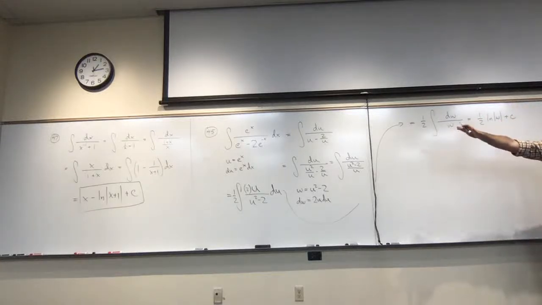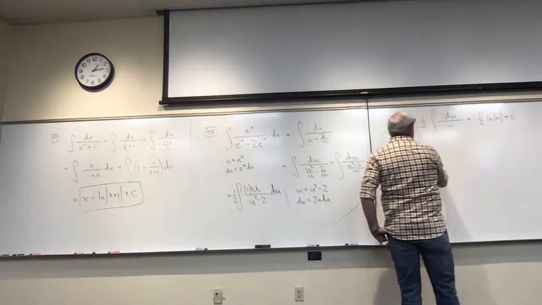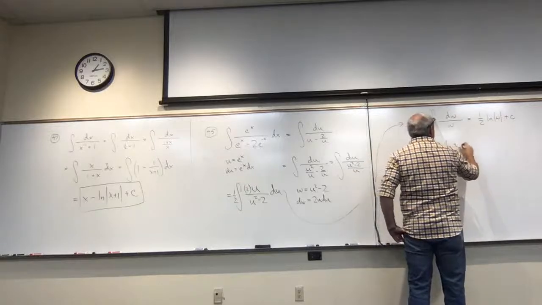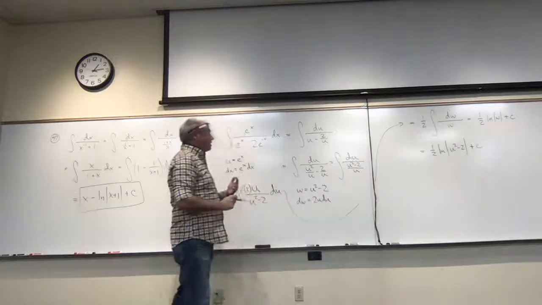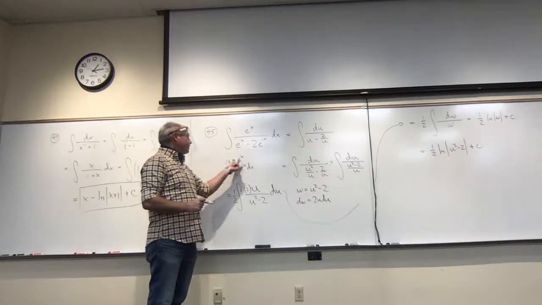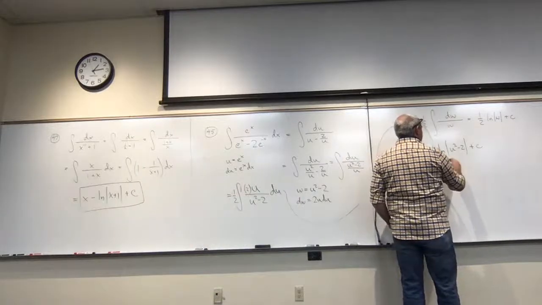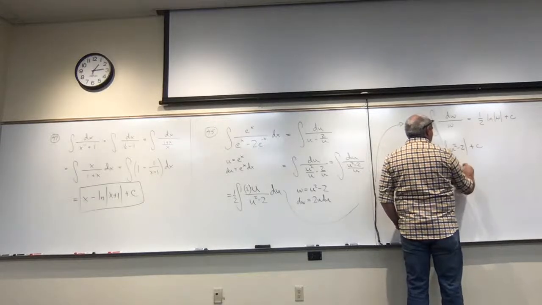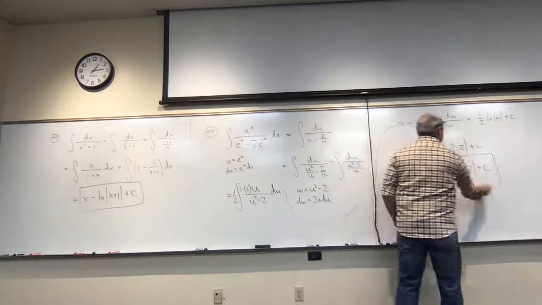But that's not what we want. We want x's, right? So we have to say, well, what is w? w is u squared minus 2. So I could say that this is 1/2 ln of the absolute value of u squared minus 2, plus c. That's better, but not what we want. We want x's, but u is e to the x. So this is equal to 1/2 ln of, u is e to the x, so we have e to the x quantity squared minus 2, plus c. And that's right.